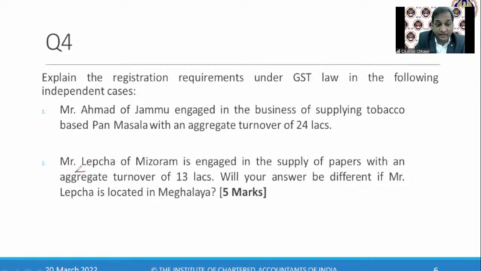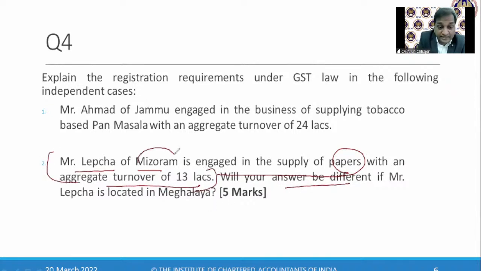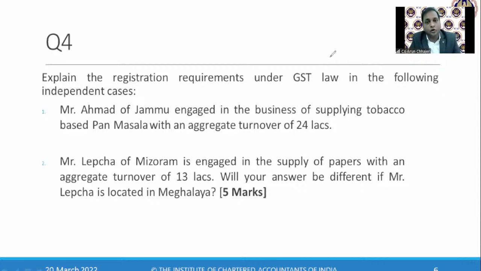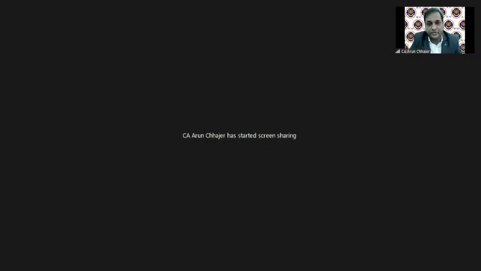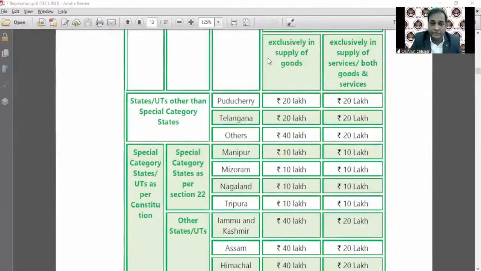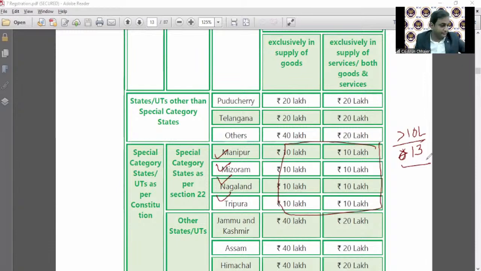Quickly answer: if the person from Mizoram is engaged in the supply of paper with an aggregate turnover of 13 lakh, what would be your answer? He is supplying paper, that is goods, but from Mizoram, turnover is 13. So what would be the limit in case of Mizoram? Go back to this chart. For Manipur, Mizoram, Nagaland, Tripura, special category, limit would be 10. In this case, it is 13 lakh, which exceeds 10 lakh rupees, so he needs to take registration.